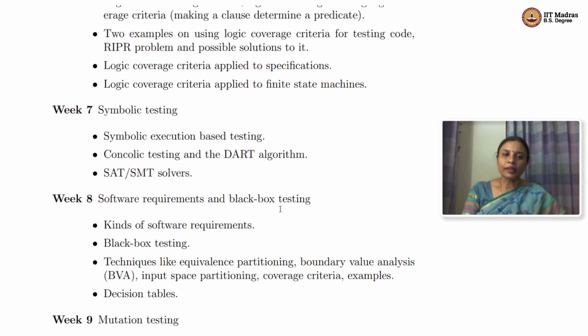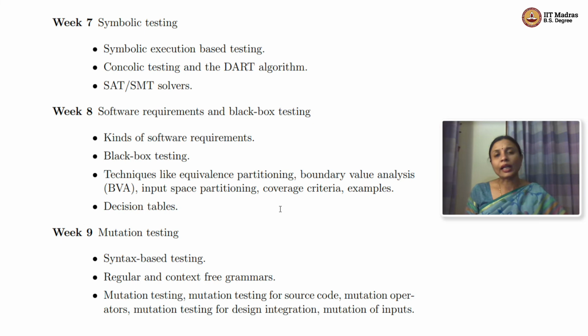Then later we looked at black box testing, a relatively easier concept because it's looking at inputs, outputs, and requirements and designing test cases based on these. We looked at techniques like equivalence partitioning, boundary value analysis, clubbed them together and theoretically saw it as partitioning input spaces, various coverage criteria for that, and examples to illustrate the usefulness of these coverage criteria. We also briefly looked at decision tables based testing and of course random testing.